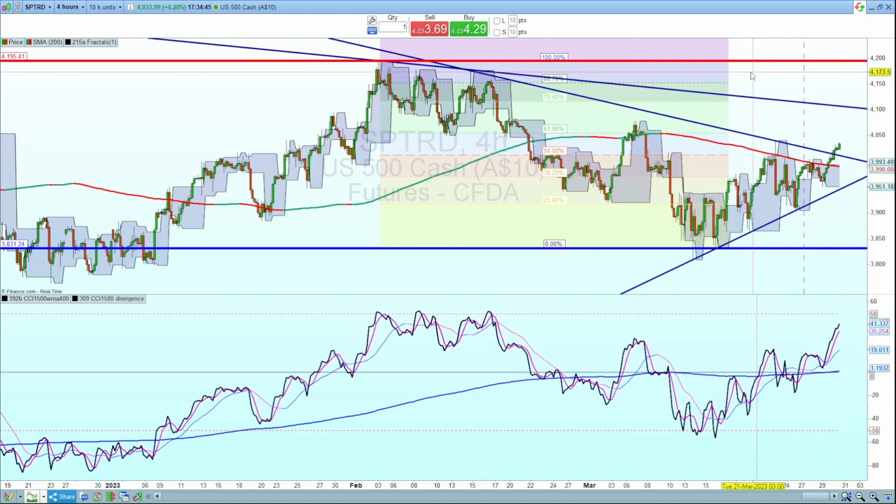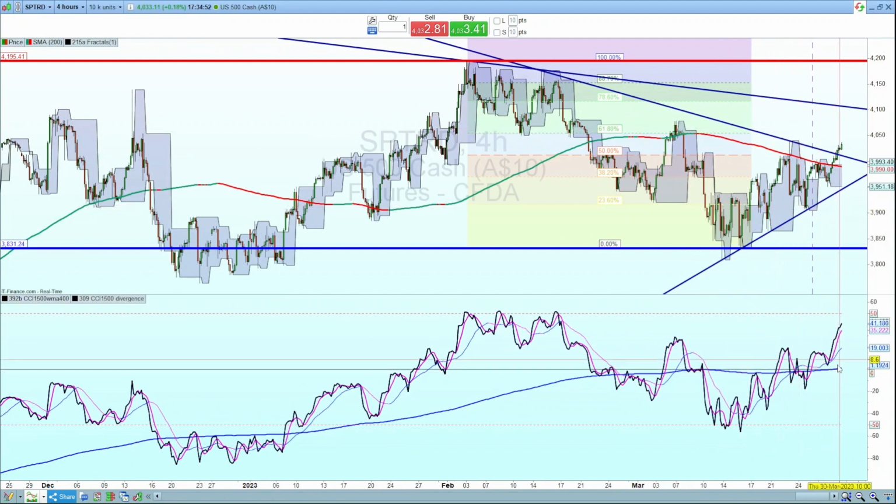But ultimately, as per the daily chart, we want to see a break above this red line, this key resistance up here. So as you can see, on the 4 hour chart, it's breaking to the upside, and on the CCI, and that's a bullish signal.